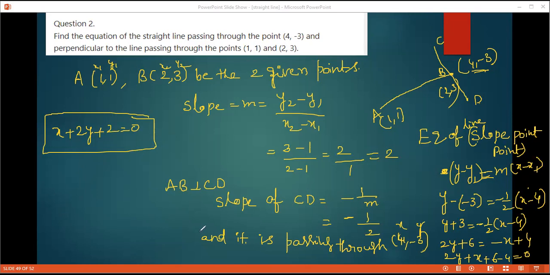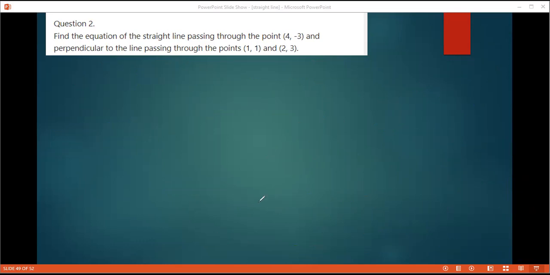Got it? So what we did actually: whenever they give two points and the lines are perpendicular or parallel, if they had given any kind of thing, what do you do? Generally, if the two lines are parallel, their slopes are equal. If the two lines are perpendicular, then the product of slopes is minus 1, or if the slope of one line is m, then the other line's slope is minus 1 by m. Got it? Yes. Let us move to the next question.